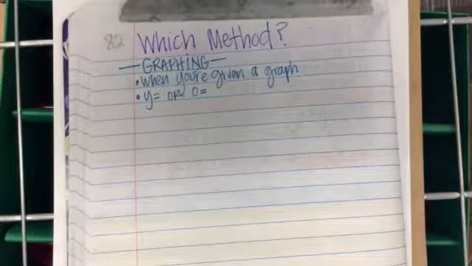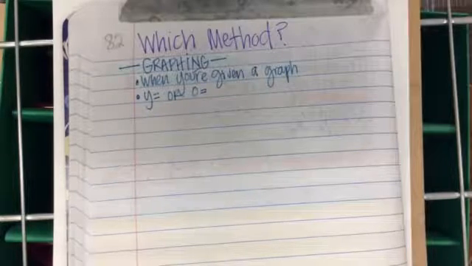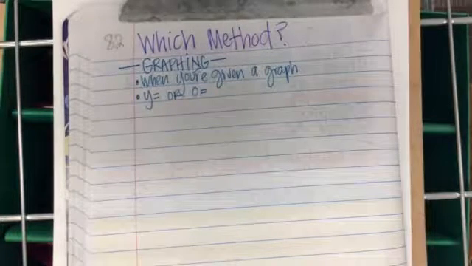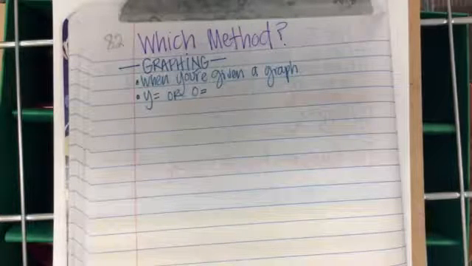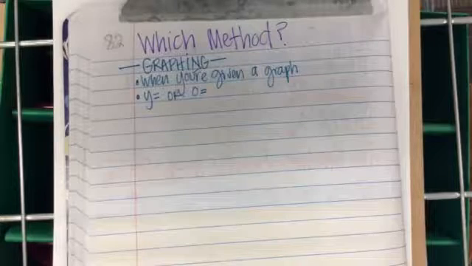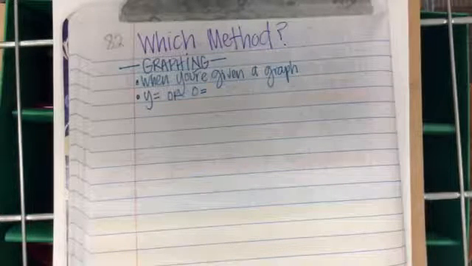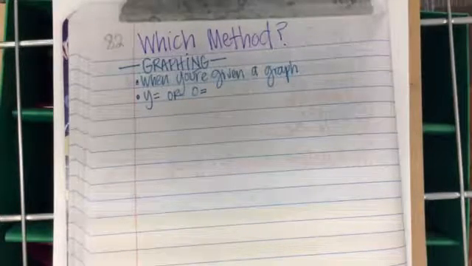But really, the only time we're going to graph is when they give us a graph. They say, here's a graph, graph this quadratic, because quadratics can be tricky and time-consuming to graph. After we practiced graphing, then what did we have? Factoring.